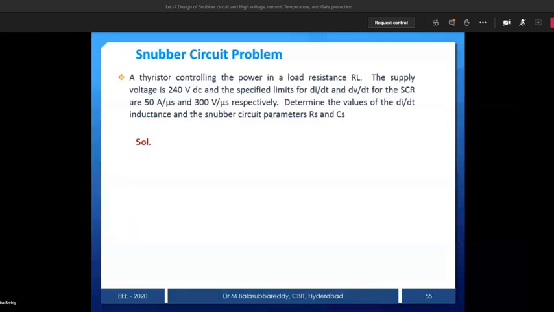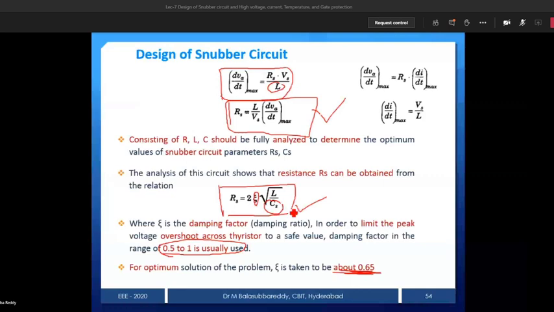Now just mention the problem. From here if you want, you can write Cs is equal to, because this is the required Cs. So just square it on both sides, then 2 delta by Rs whole square into L. That's all. So this will go to that side, and 2 delta by Rs whole square into L. This is the value of Cs. So now I know all the values and we'll do the problem.